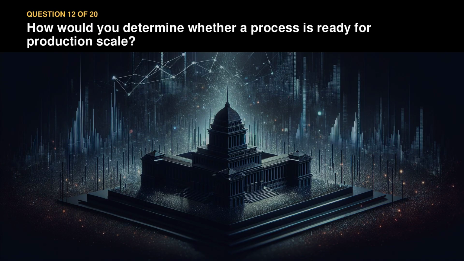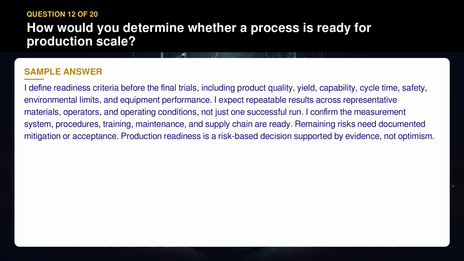Question 12. How would you determine whether a process is ready for production scale? I define readiness criteria before the final trials, including product quality, yield, capability, cycle time, safety, environmental limits, and equipment performance. I expect repeatable results across representative materials, operators, and operating conditions, not just one successful run.